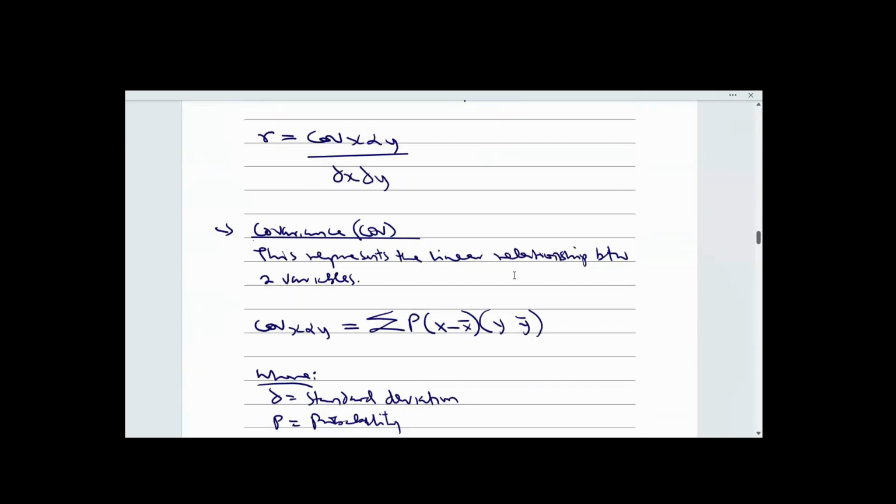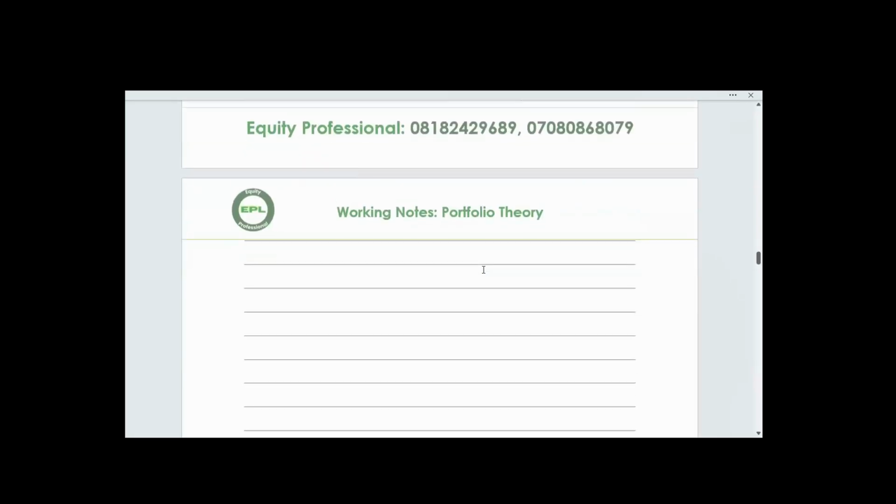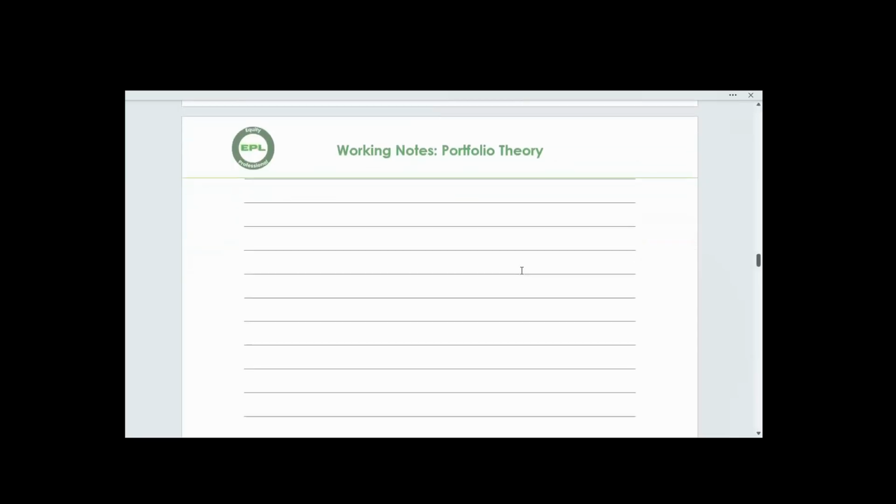Now, these are the relevant formulas that you are going to need to estimate portfolio risk, portfolio return, correlation coefficients, and coefficient of variation. Now, bear in mind there are three types of correlation coefficients. We have positive correlation. Let me put it down. Types of correlation.